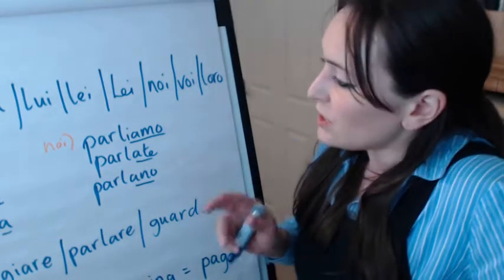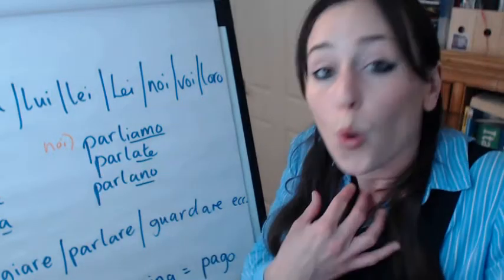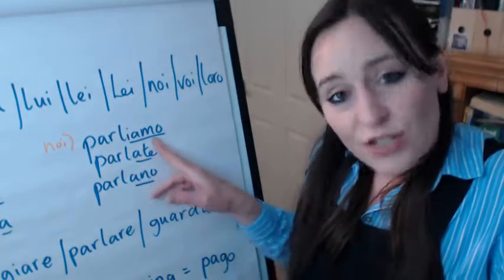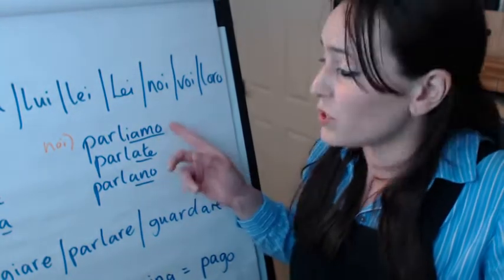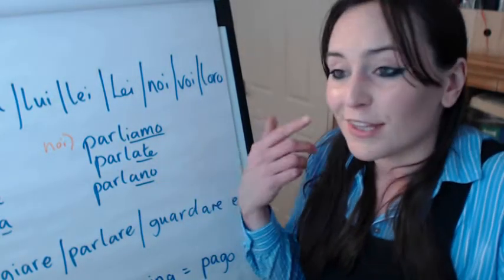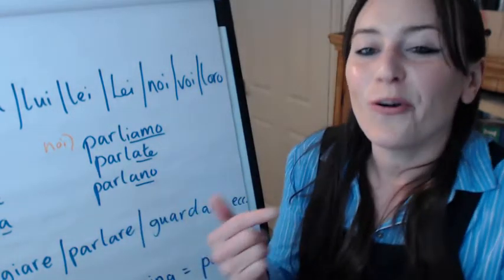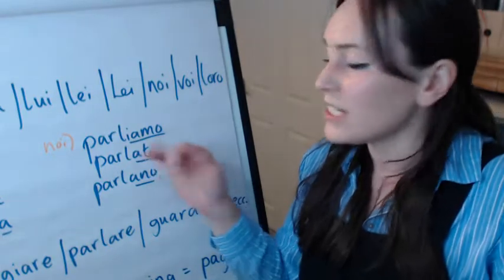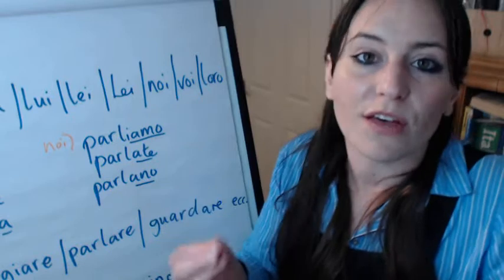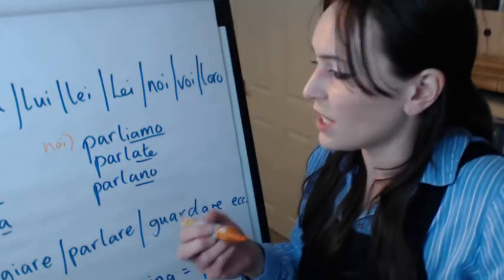Okay? So, noi is a subject pronoun, which means we. But you don't need to use it, because you can just conjugate the verb by putting iamo at the end, for example, in the noi form. And the person listening knows that you're saying, we speak, we are dancing, because the ending tells you who the subject or subjects of that verb are. Okay, so it's kind of hard to get your head around, especially if you're an English native speaker.